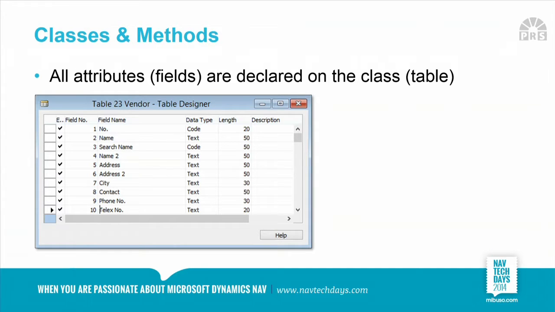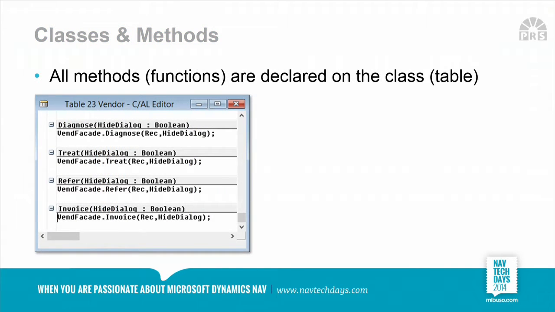So our suggestion would be: what you do with the fields, please also do with your methods that the vendor can do. If we say a vendor is the medic, then you should have functions diagnose, treat, refer, invoice declared directly on the class. Just do that even if you don't have to. You also see here that there is hardly any code in these actions, in these methods. That is by design. Although the methods are declared on the table, the code does not reside in the table. And we see where it sits a little bit later on.